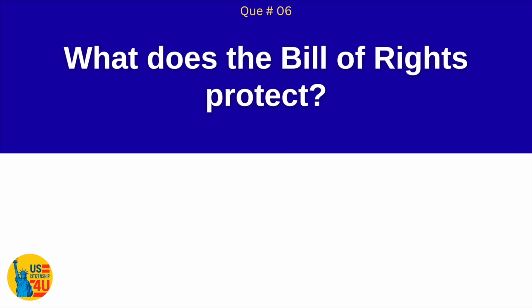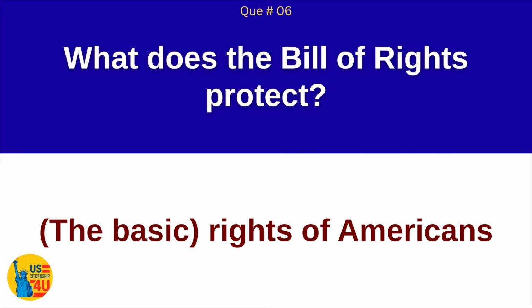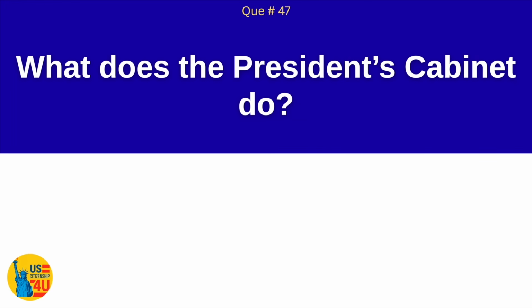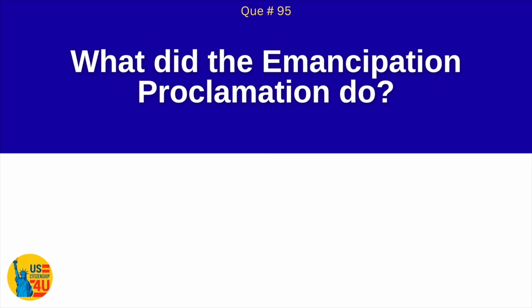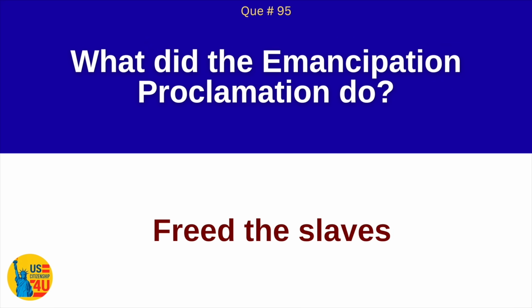What does the Bill of Rights protect? The basic rights of Americans. What does the President's Cabinet do? Advises the President of the United States. What did the Emancipation Proclamation do? Freed the slaves.